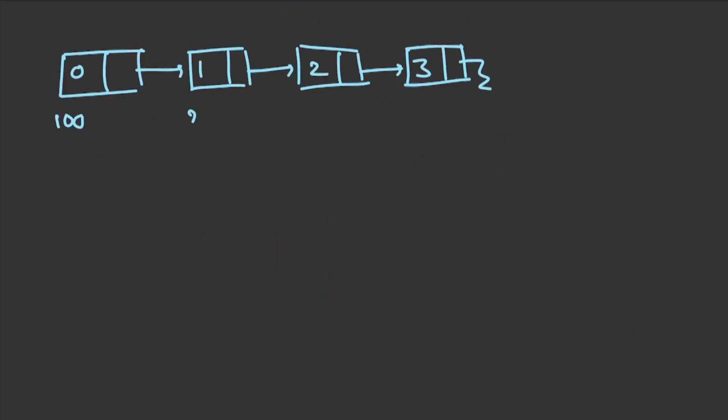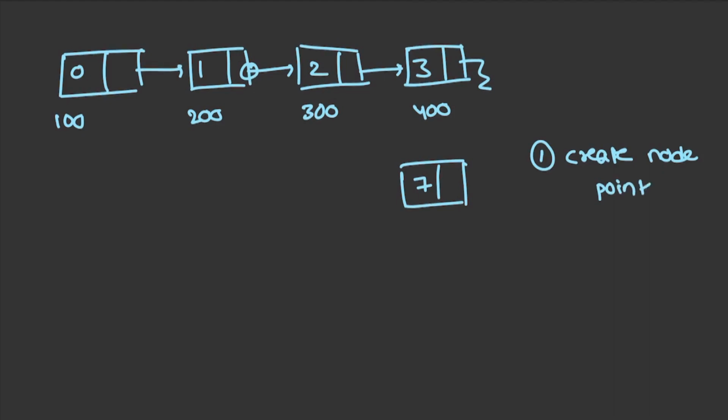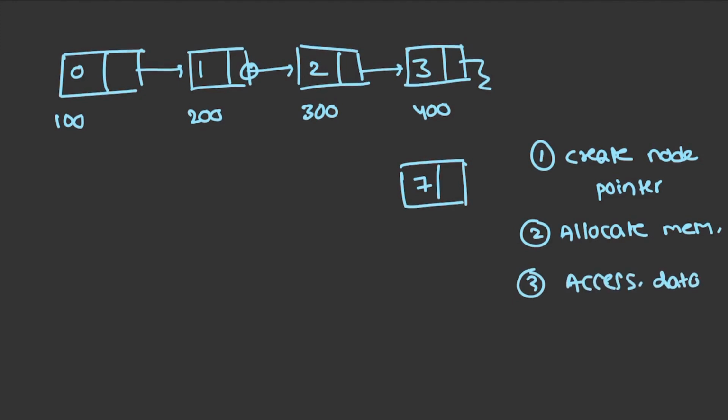Let's say these are at locations 100, 200, 300, 400 respectively. If you want to insert a data, suppose 7, this has to be inserted at this position. So first you have to create a node, maybe with a pointer. Second, you have to allocate memory. Third, access data and next pointer. After these 3 steps, the node has been created and it has been pointed to null.